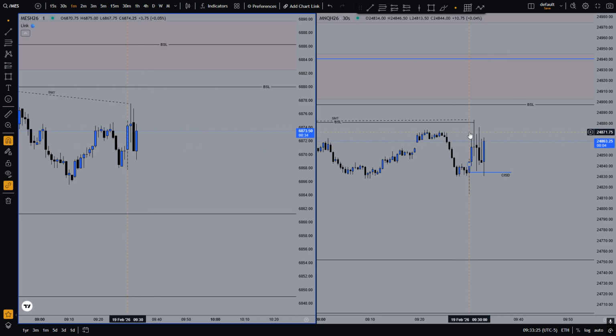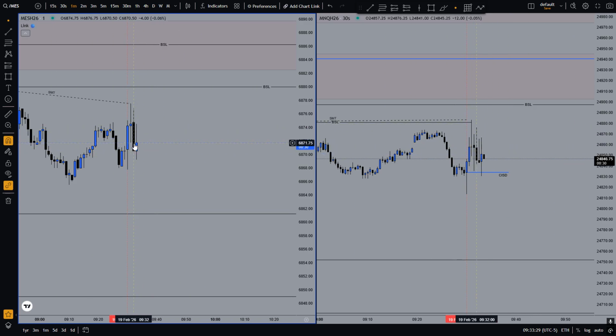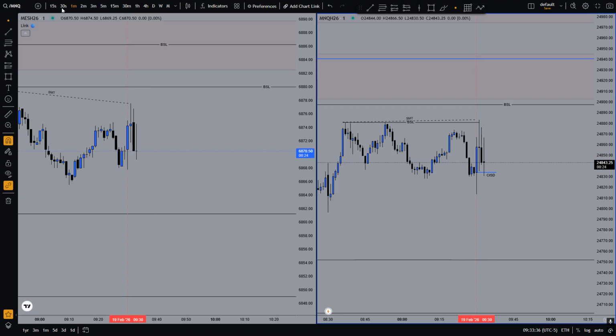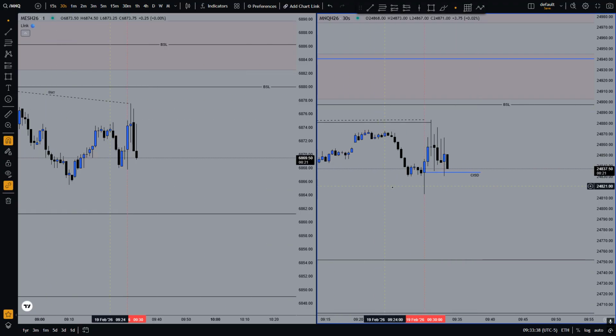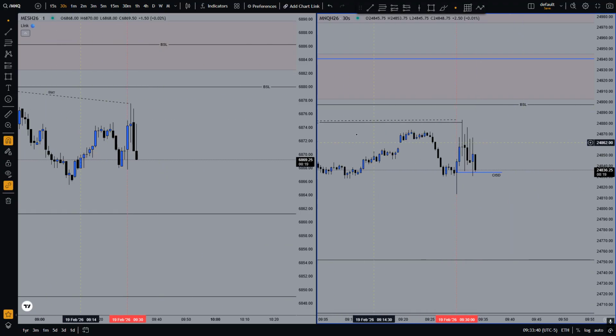We would have been stopped. NQ took this high very, very quickly. I didn't expect it to. I was looking to go break even on ES after NQ took the high, but it really took it quickly. So I didn't get the opportunity to preserve capital, save myself. But I want to see what we do here.